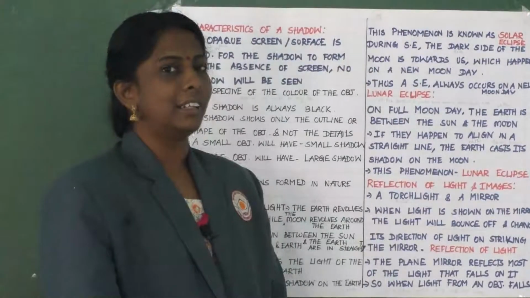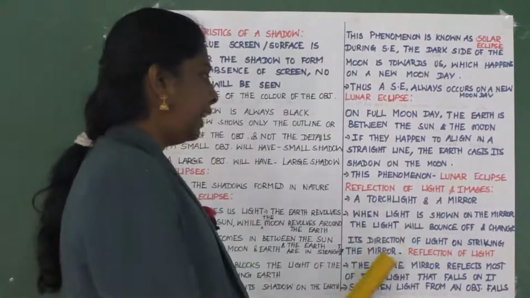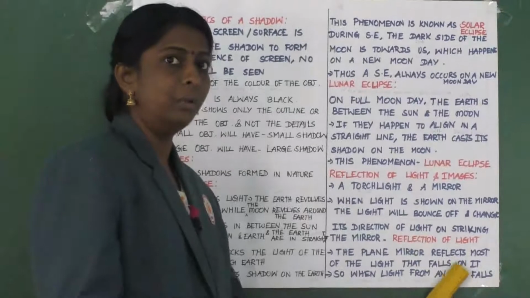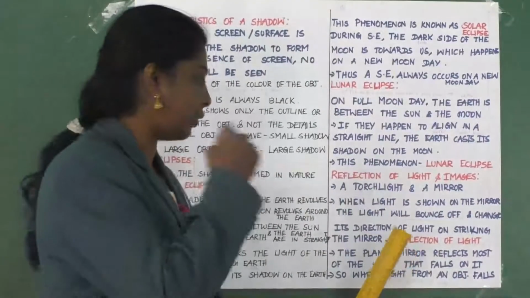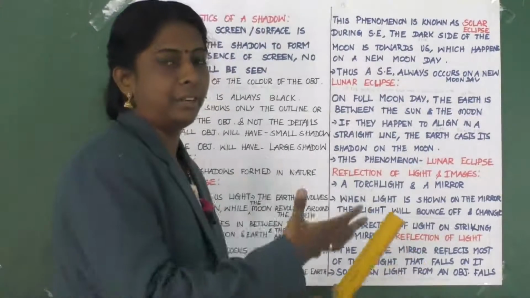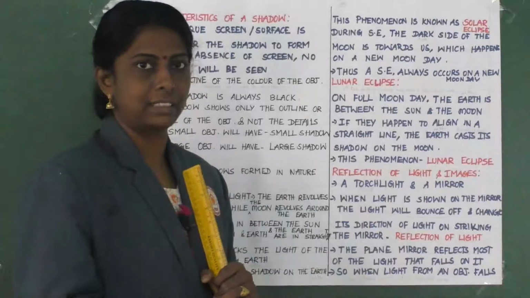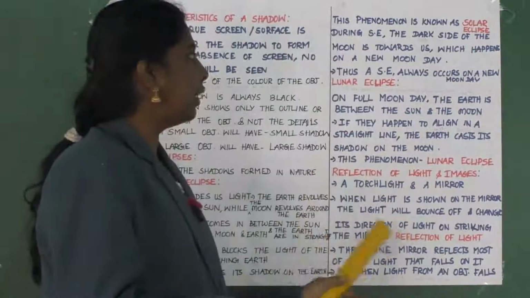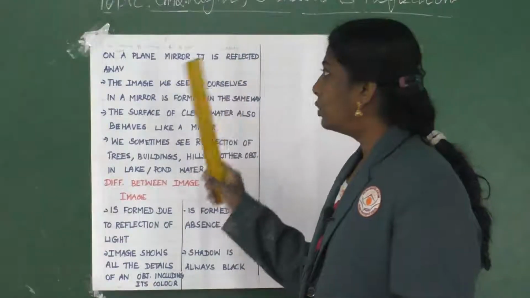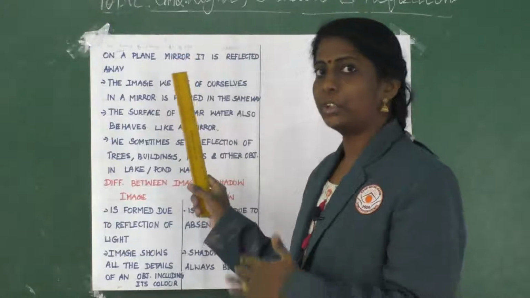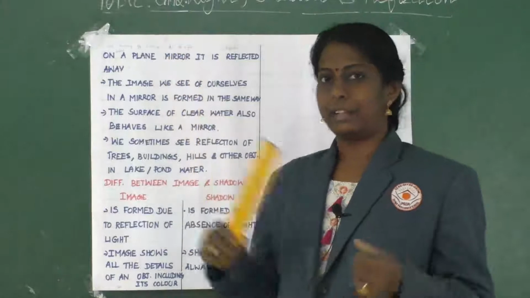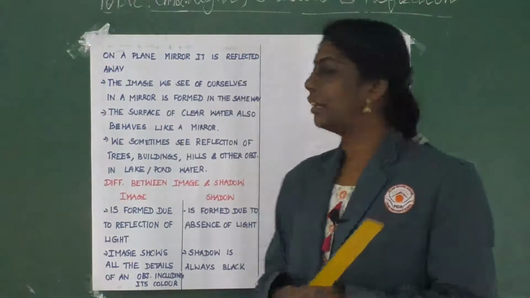Yes, children, as I showed, the plane mirror reflects most of the light that falls on it. So when light from an object falls on a plane mirror, it is reflected away. Clear, children? So this is about reflection of light. This bouncing off and change in direction of light striking a plane mirror is said to be reflection.